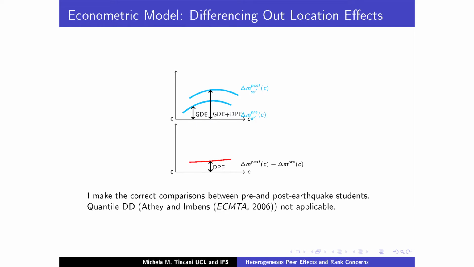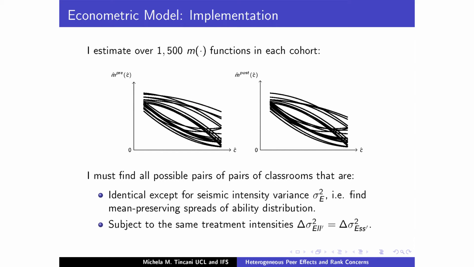Of course, the data don't look as nice. That's never the case. In the data, I don't have two classrooms in the pre and two classrooms in the post that are identical, blah, blah, blah. You don't have that. So what you have is this mess of a lot of classrooms before and after the earthquake. So what I have to do is find all possible pairs of classrooms that satisfy two conditions. They have to be identical along many dimensions, except for the seismic intensity variance. They have to be subject to the same treatment intensity.